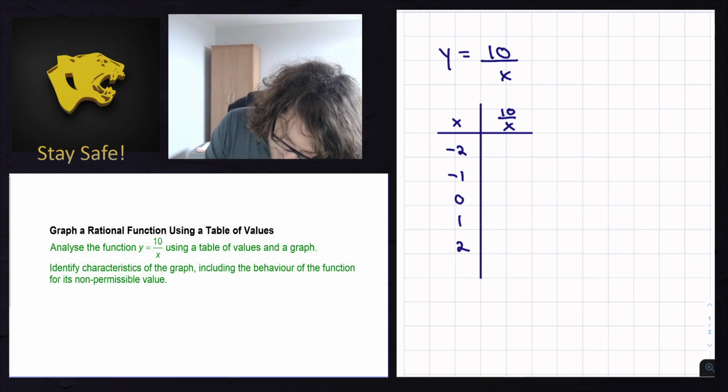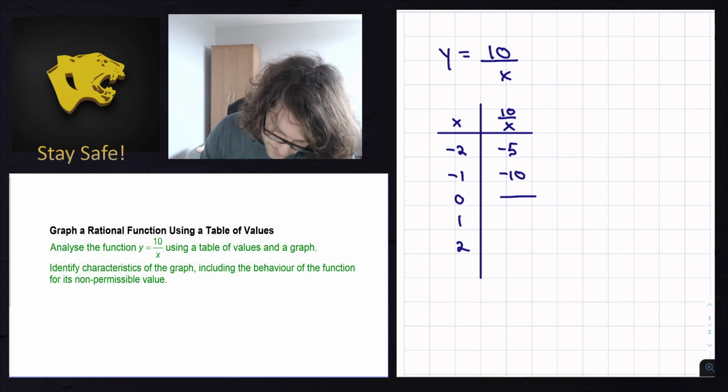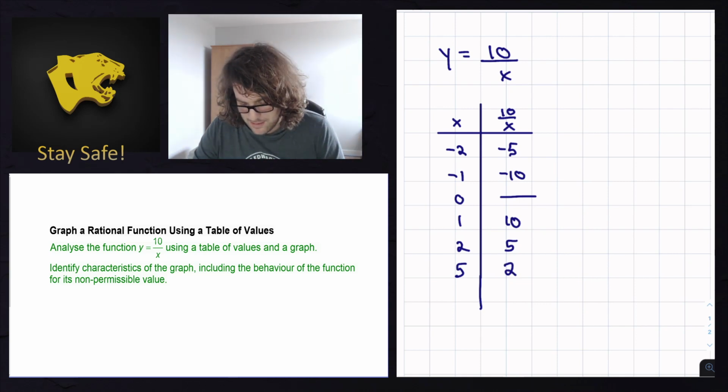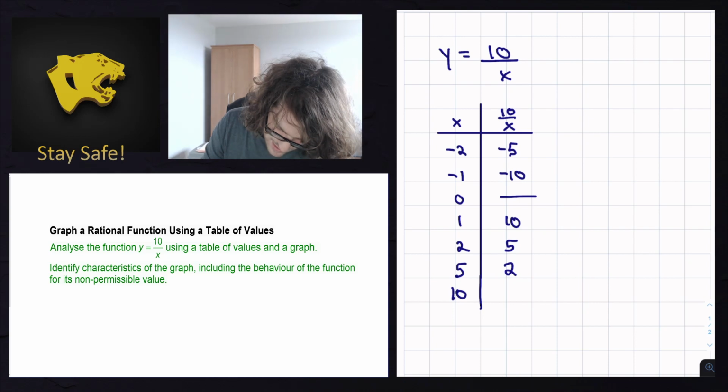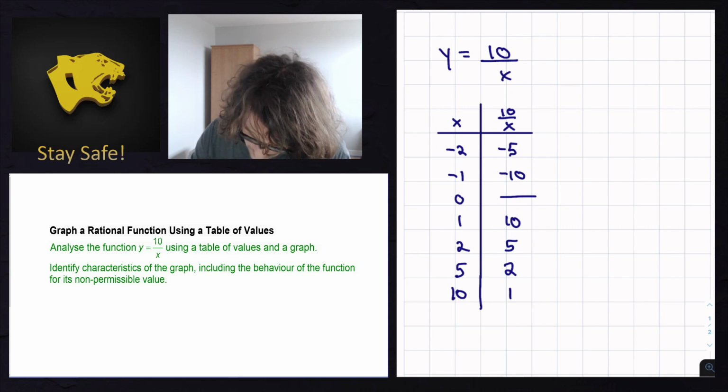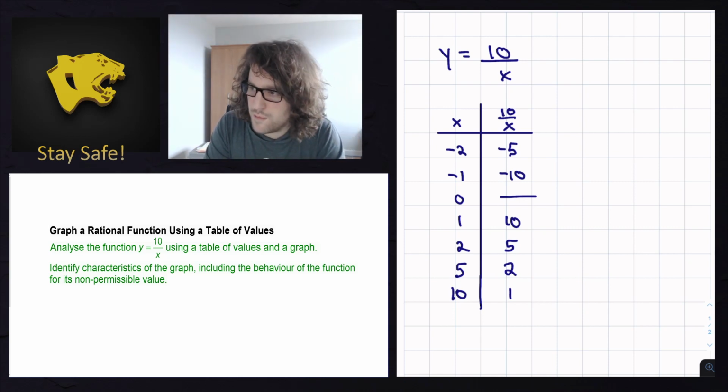So 10 divided by negative 2 is negative 5. 10 divided by negative 1 is negative 10. 10 divided by 0, all right, we'll come back to that in a moment. 10 divided by 1 is 10. 10 divided by 2 is 5, and then if I wanted to extend this a little bit more, 5 would be a nice value because 10 divided by 5 would give me 2, and I could even go 10, and 10 divided by 10 would be 1, and that would give me a little more of an idea of how this would look graphically from those pieces of information.